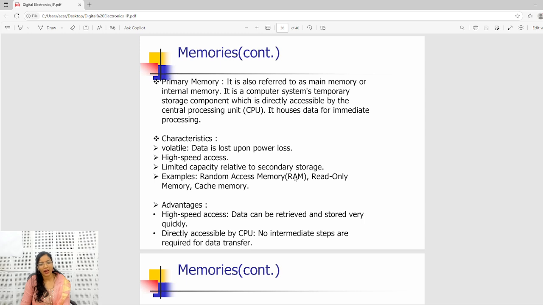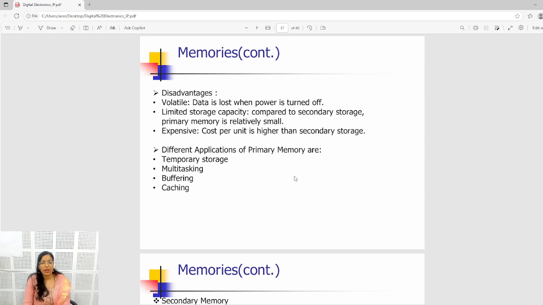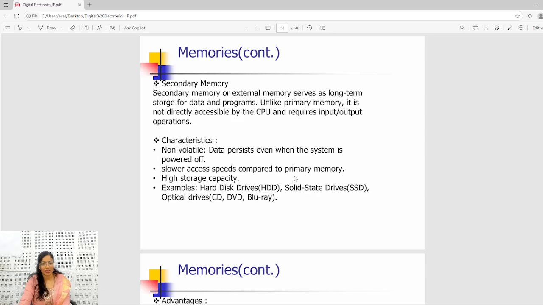The advantages are high speed access, data can be retrieved and stored very quickly, and it is directly accessible by CPU, so no intermediate steps are required for data transfer. The disadvantages are that it is volatile, data is lost when power is turned off, it has limited storage capacity compared to secondary storage, and it is expensive because cost per unit is higher than secondary storage. The different applications of primary memory are temporary storage, multitasking, buffering, caching.